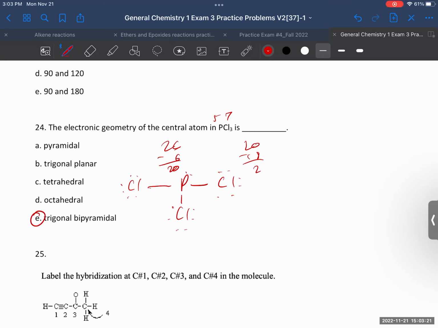Not tetrahedral? Oh, electron geometry. I thought it said molecular geometry. The other one confused me. If that was the case, it would be trigonal pyramidal, not trigonal bipyramidal, right? Yeah, bipyramidal is the other one.